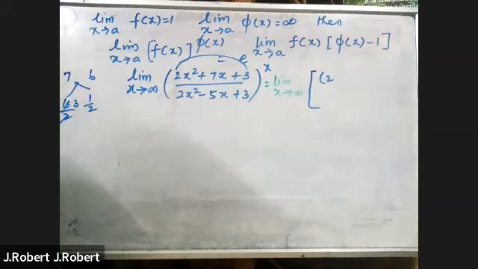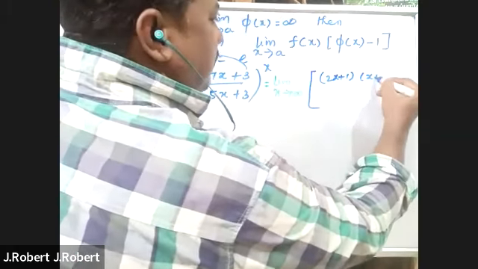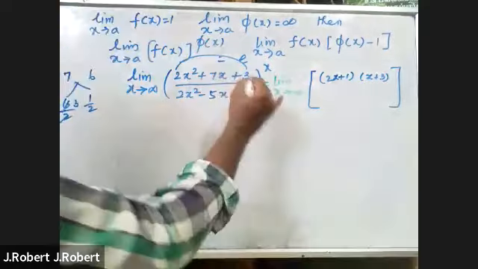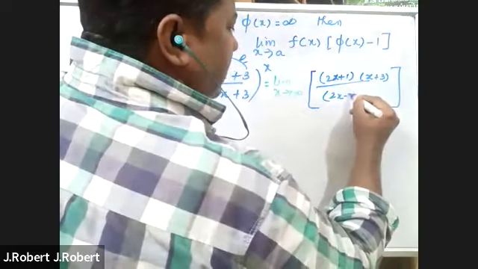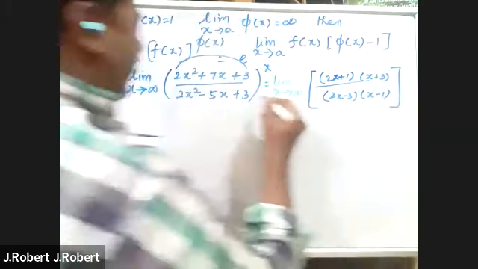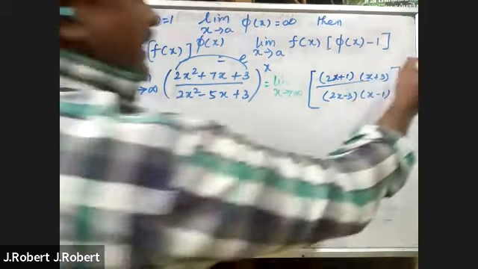Right, okay. So now 2x square plus 7x plus 3, the factorization of that is 2x plus 1 multiplied by x plus 3. These are the factors of 2x square plus 7x plus 3. Similarly, we have 2x minus 3 and x minus 1 as the factors of 2x square minus 5x plus 3. I hope everybody knows how to factorize that. Whole power x.